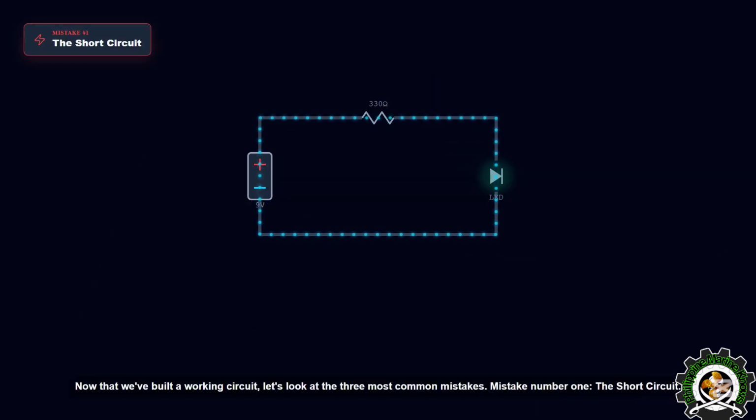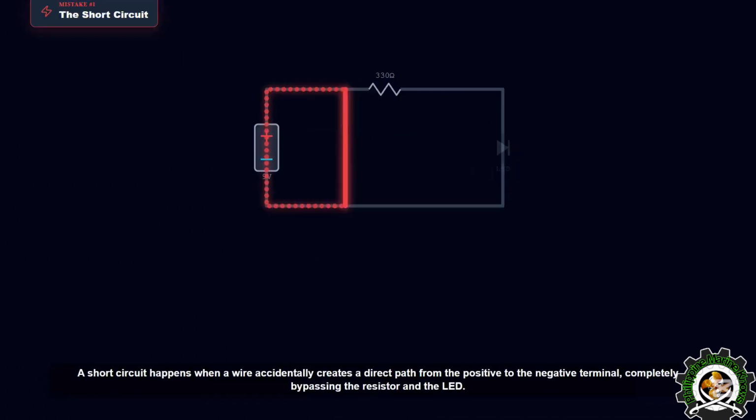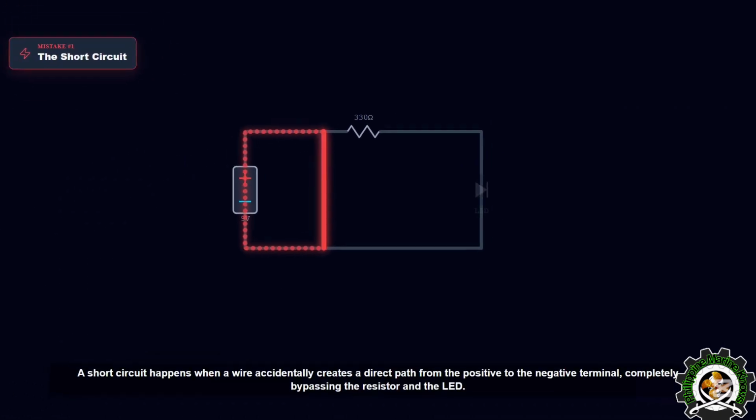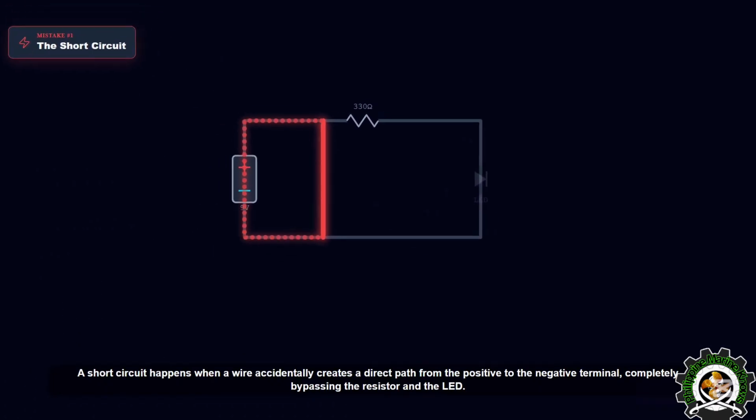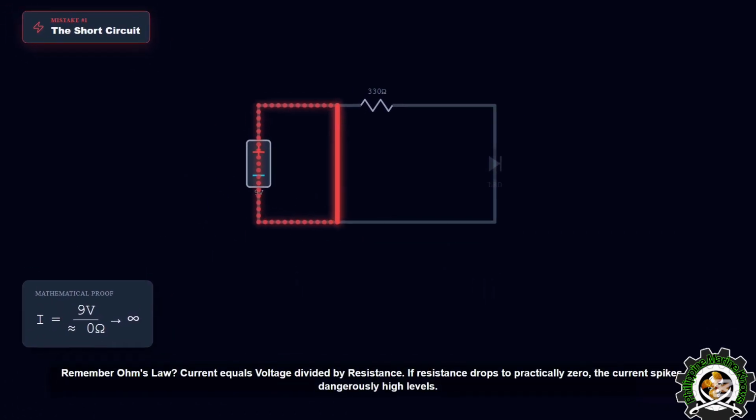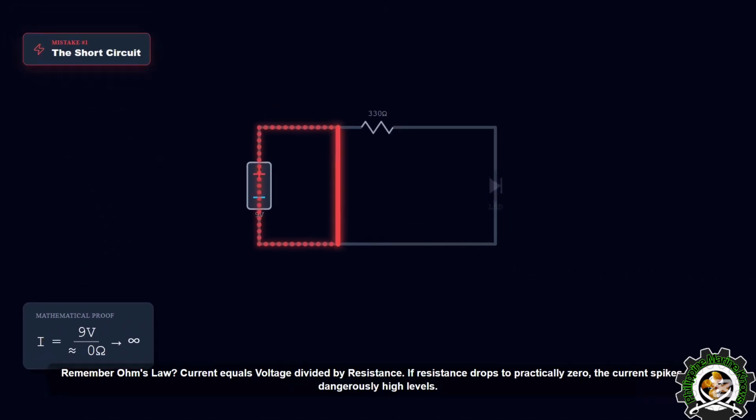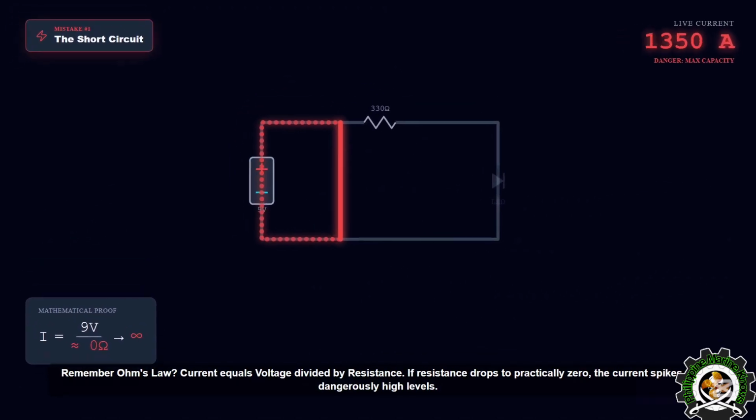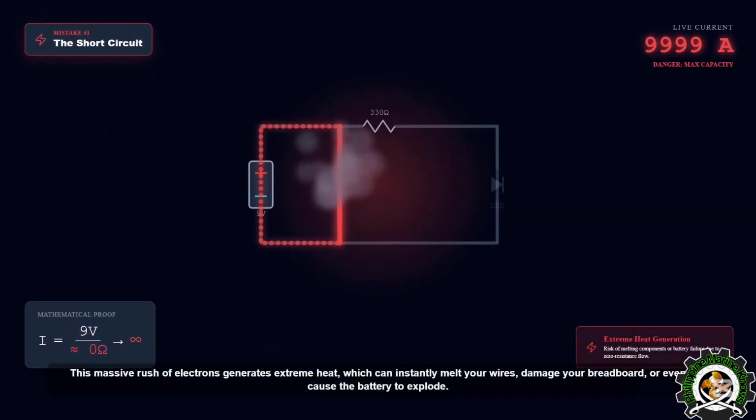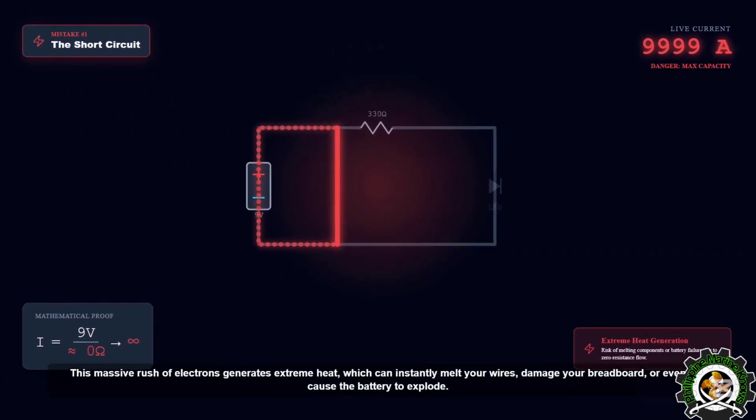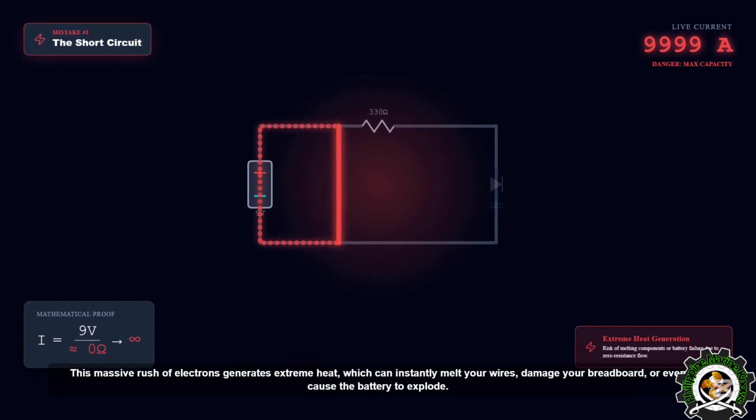Now that we've built a working circuit, let's look at the 3 most common mistakes. Mistake number 1, the short circuit. A short circuit happens when a wire accidentally creates a direct path from the positive to the negative terminal, completely bypassing the resistor and the LED. Remember Ohm's law. Current equals voltage divided by resistance. If resistance drops to practically 0, the current spikes to dangerously high levels. This massive rush of electrons generates extreme heat, which can instantly melt your wires, damage your breadboard, or even cause the battery to explode.